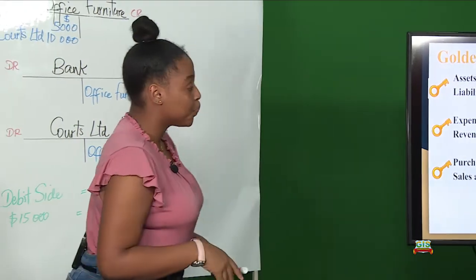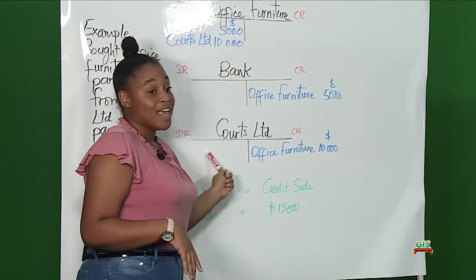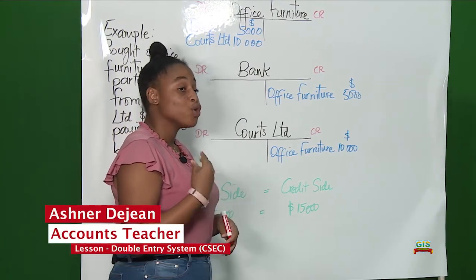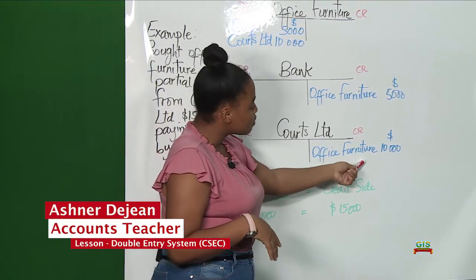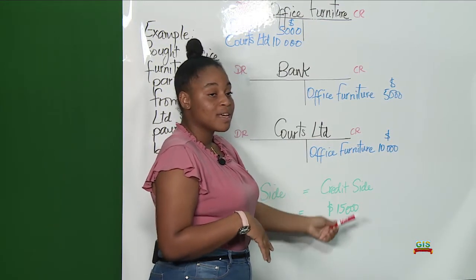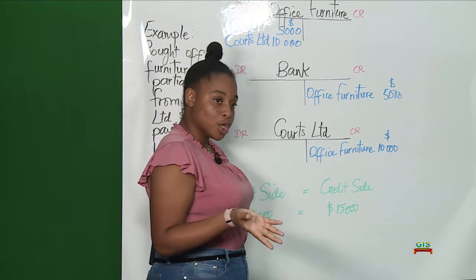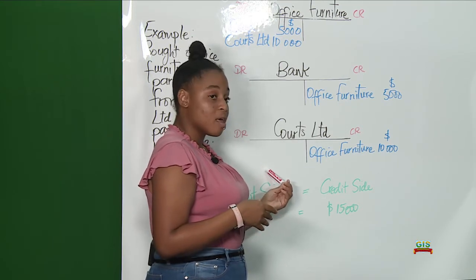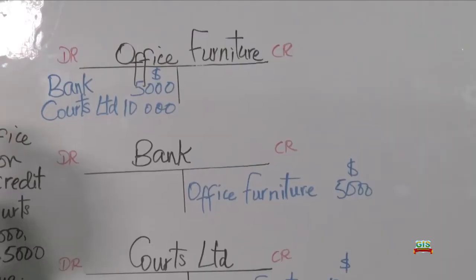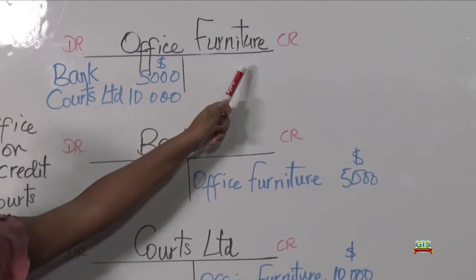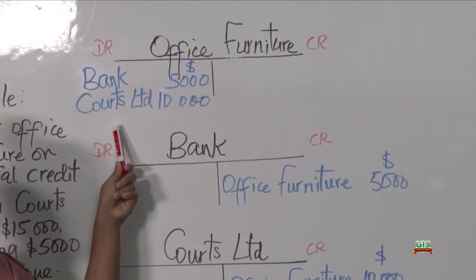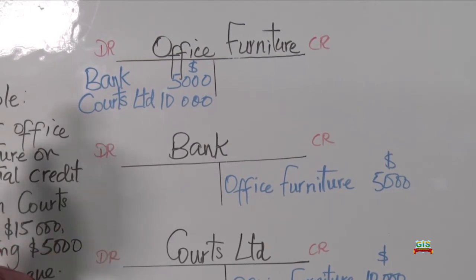For instance, Courts Ltd is a liability account because liabilities are your debts. It's who you owe. So we are owing Courts Limited $10,000. It's on the credit side because liabilities are usually credited unless we pay them off and close the account. Assets are debit entries. If we were to balance this account, we would have a debit balance brought down, which I'll explain further, of $15,000.